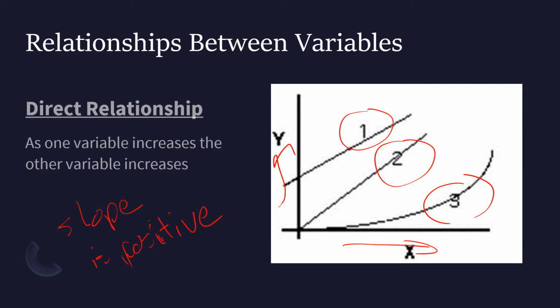So the slope on all three of those graphs is always positive. So in a direct relationship, that is going to be the case. Again, that means as one variable increases, the other variable increases. It also means that if one variable is decreasing, the other variable is decreasing as well. Okay, but it all fits within that category. And if you plotted direct relationships, they'd always have that positive slope.